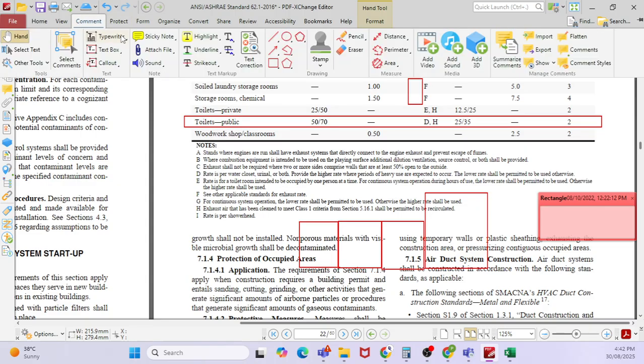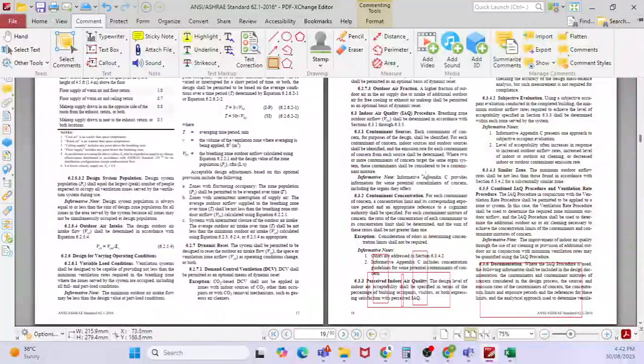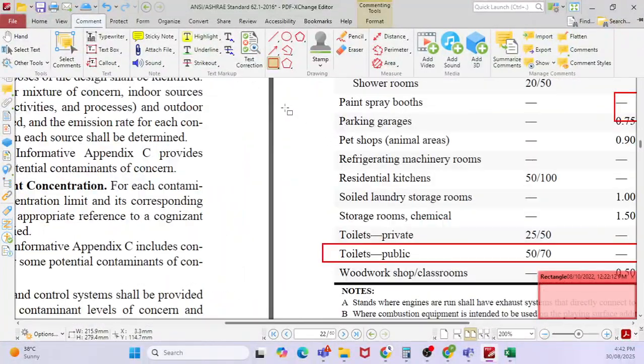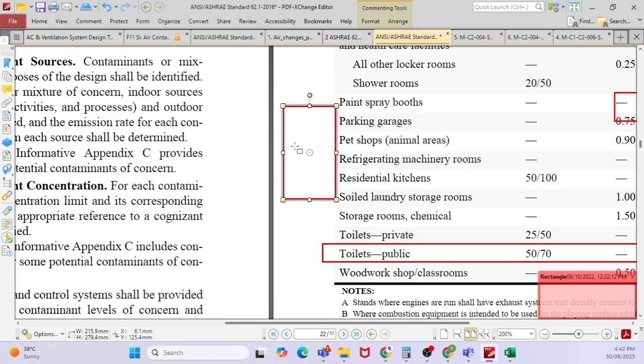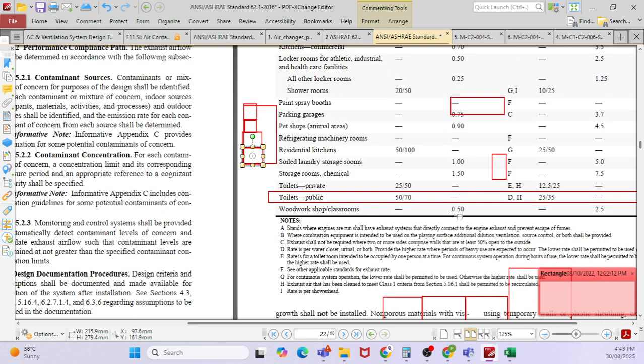So whenever you have a toilet, say for example, assume that this is your toilet area and you have different WCs here. This is one WC, this is one WC, this is one WC, and this is one WC. Like that, there are different WCs. You have toilet rooms. So for each and every room, how much exhaust do you have to take? This is based on ASHRAE 62.1. If you have a public, you have to take 25 liter per second. If you have a private, you have to take 12.5 liter per second.